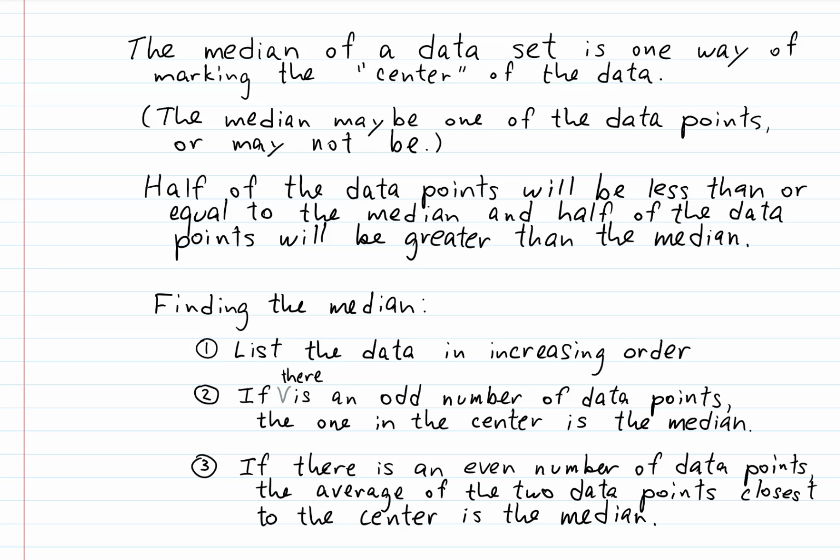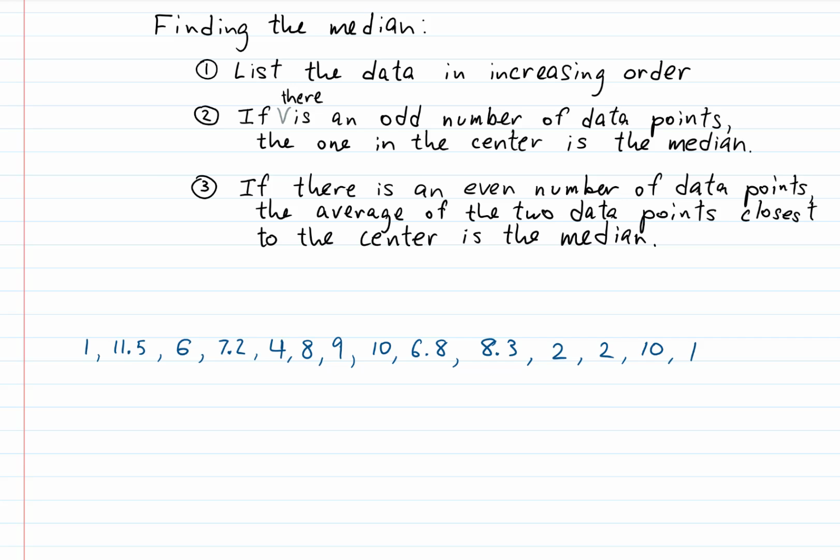Okay, let's do just a couple of examples. Look at that list of data. Let's see how many data points there are. 1, 2, 3, 4, 5, 6, 7, 8. There's 14 data points. Okay, so if I want to find the median, the first thing I do is arrange them in order. 1, 1, 2, 2, 4, 6, 6.8, 7.2, 8, 8.3, 9, 10, 10, and 11.5.